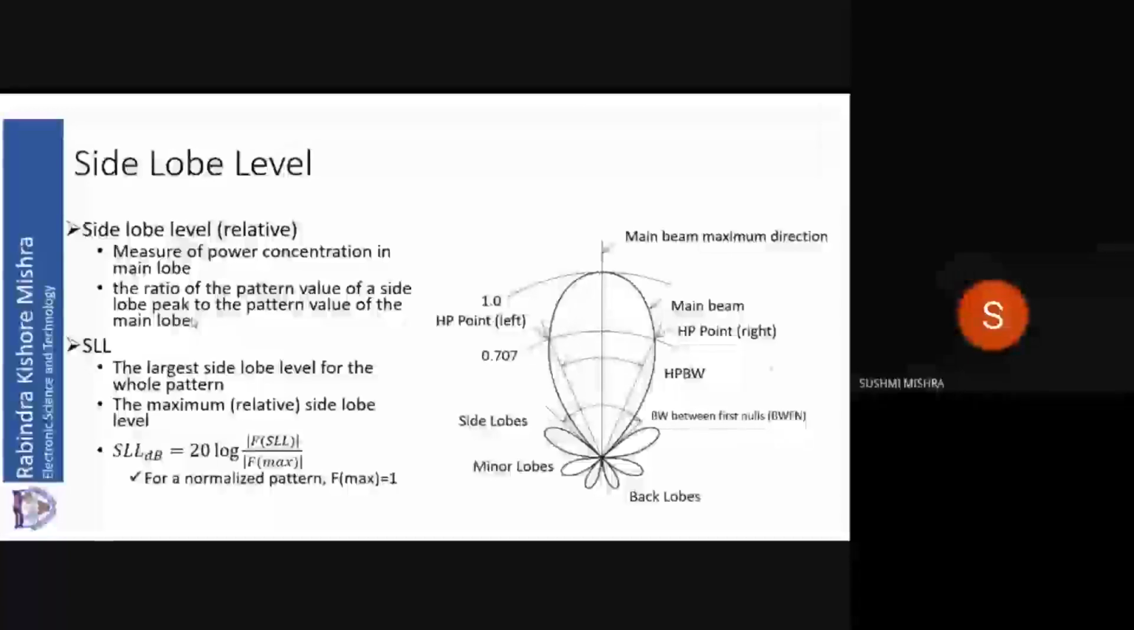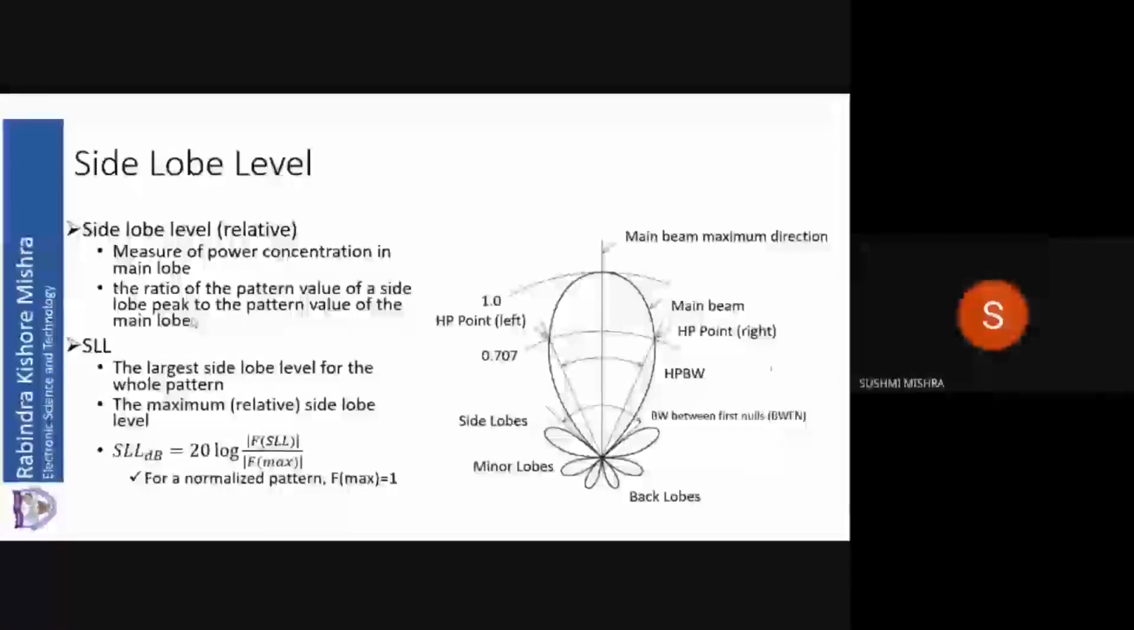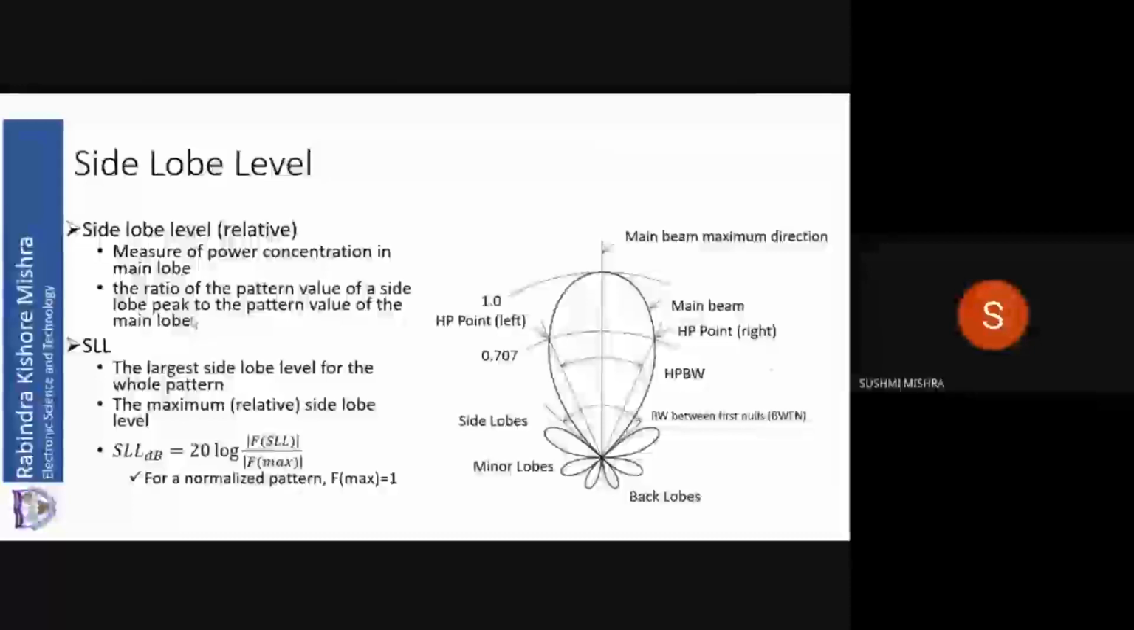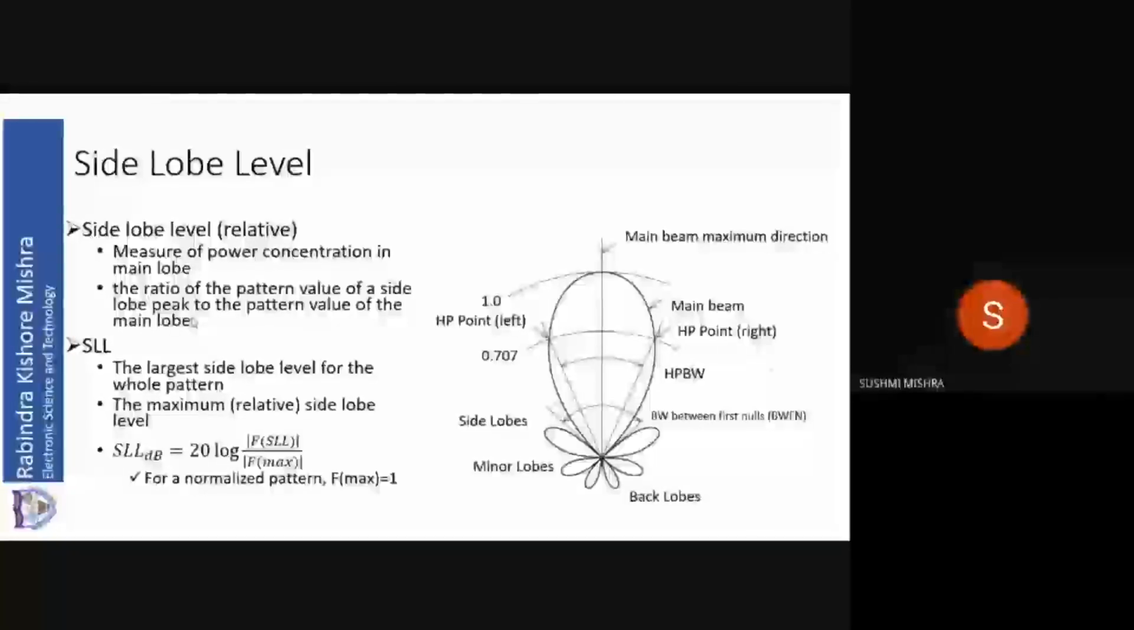As per my definition, this will be 20 log of F_SLL by F maximum, where F max is the maximum value of F. So that gives you the SLL in dB. This is for a normalized pattern when F max is equal to 1, or for the pattern that I have shown in the right hand figure.